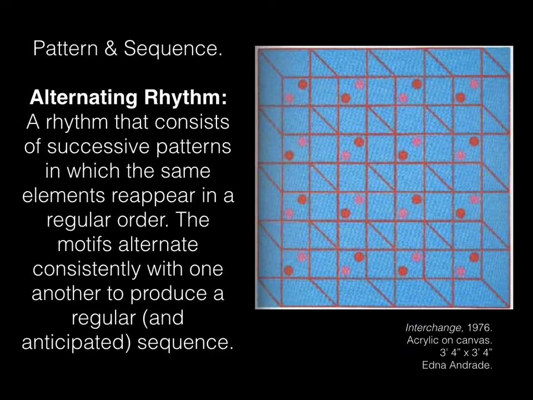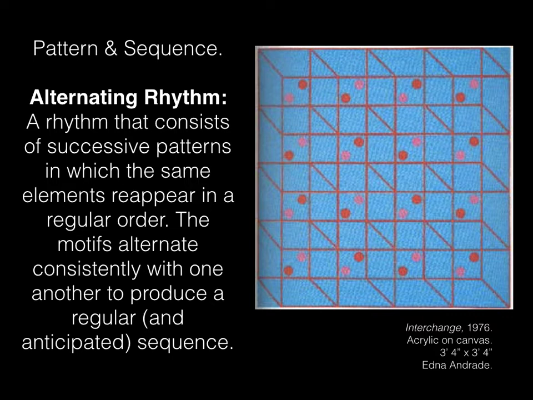Pattern and sequence, alternating rhythm. Alternating rhythm is a rhythm that consists of successive patterns in which the same element reappears in a regular order. The motifs alternate consistently with one another to produce a regular and anticipated sequence.